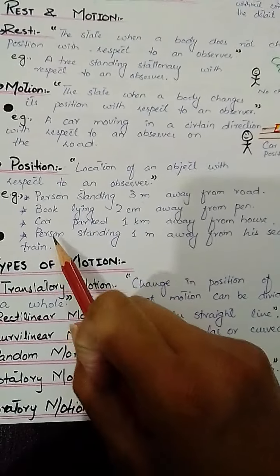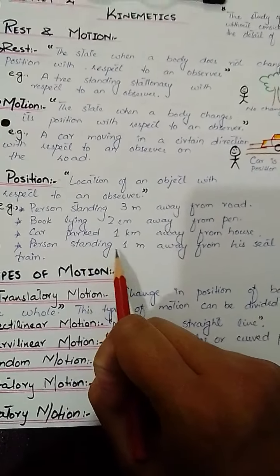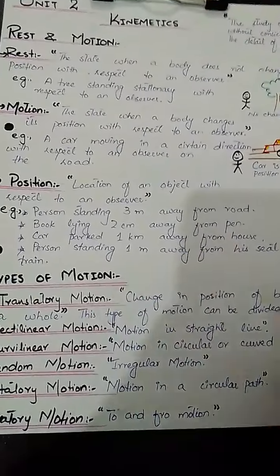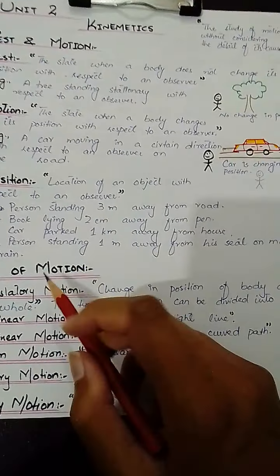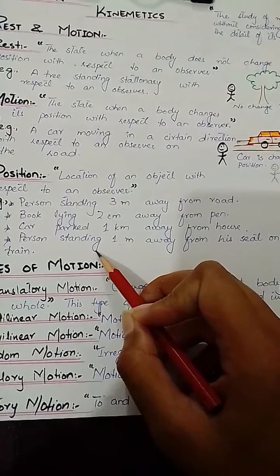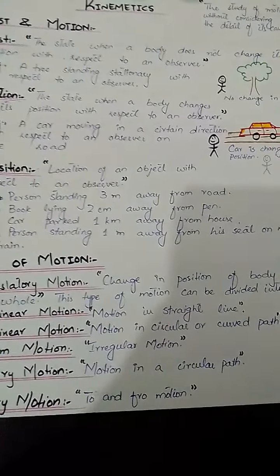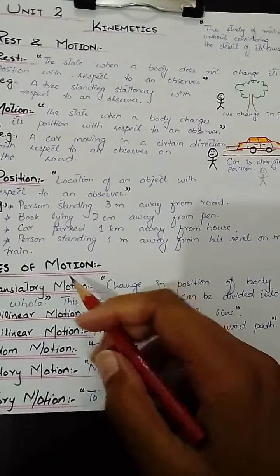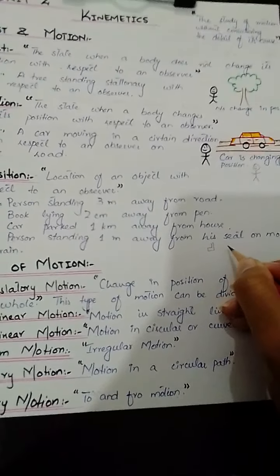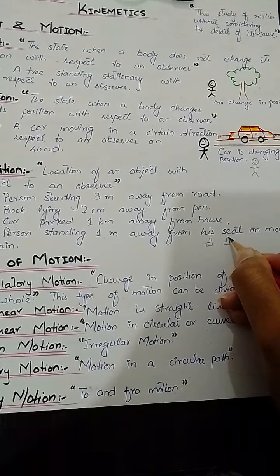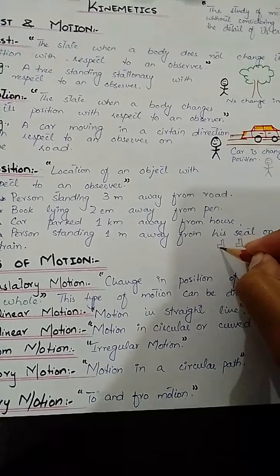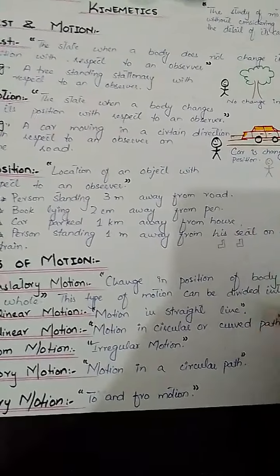Okay. The fourth example is a person standing 1 kilometer away from his seat on a moving train. Now this is an interesting example. Let's suppose we have a train which is moving in a certain direction. If we have a train that is moving in some direction, with some people sitting inside, then in that case one person would be sitting on one seat just like this, and another person on another seat. Then would you just tell me, in this case, for this person, how far will this person be?